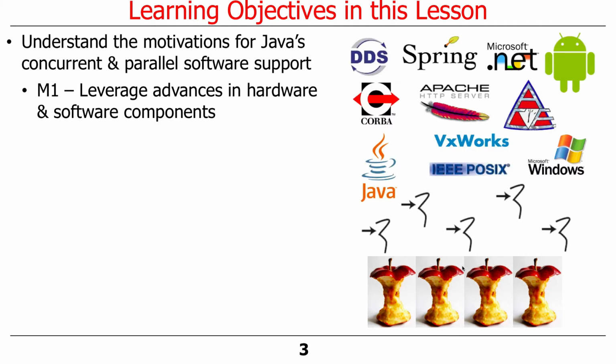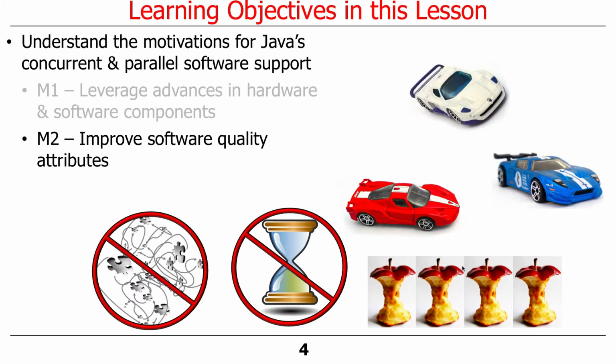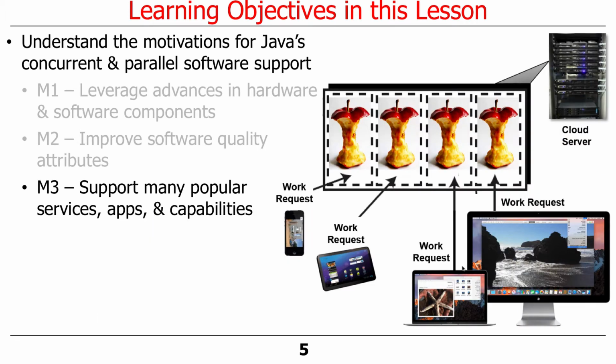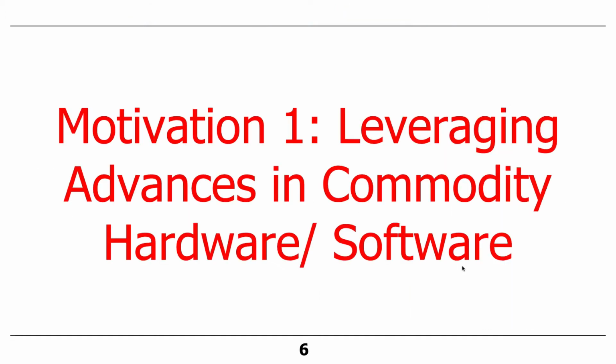And you'll see that there's sort of three motivations for concurrency and parallelism. One is to leverage advances in hardware and software components. The second is to improve various software quality attributes, such as responsiveness or performance or software design structuring issues. And the third is to support various popular services and apps and capabilities in the way that we've come to expect them to behave given modern computing infrastructure.